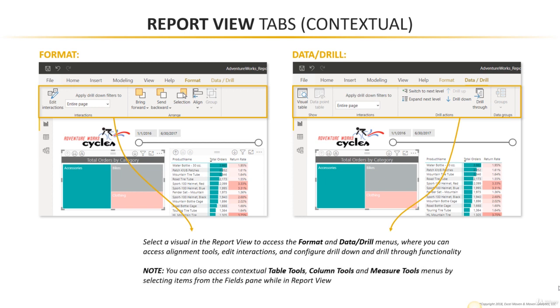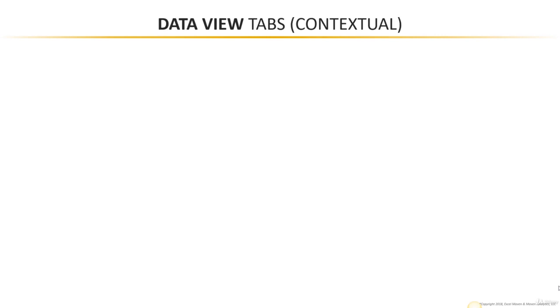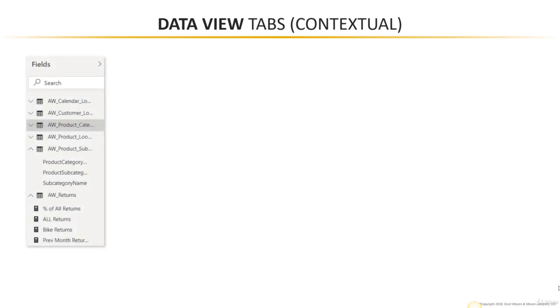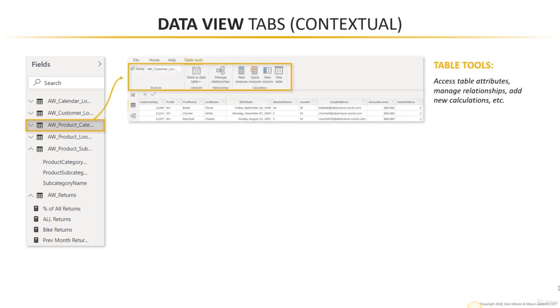Another thing to note here, you can access contextual menus like table tools, column tools, and measure tools right here in your report view as well by selecting items in your field list, which we're going to talk about next. So data view tabs. What are the contextual menus that you can access inside of your data view? Well, if we look at our field list here, first and foremost, if you select a table, you'll see a new menu called Table Tools.